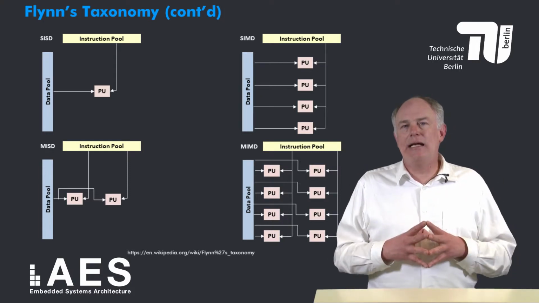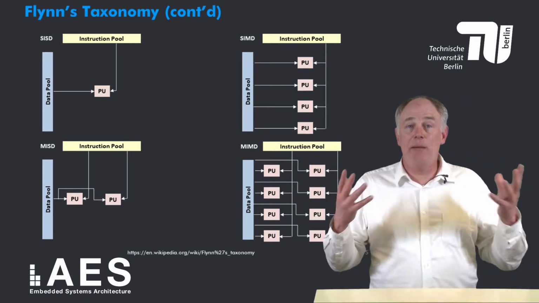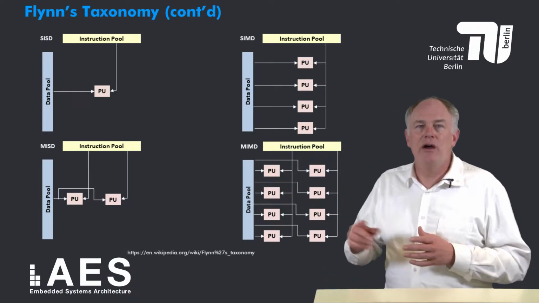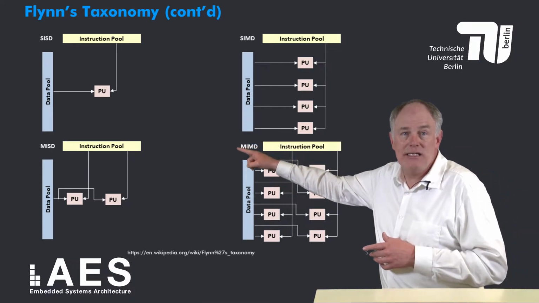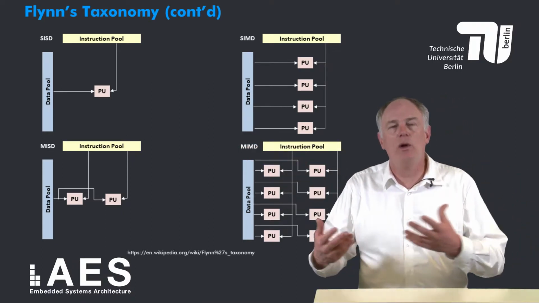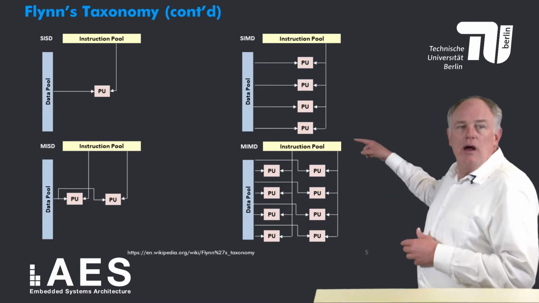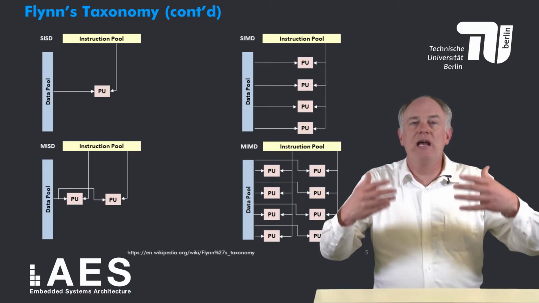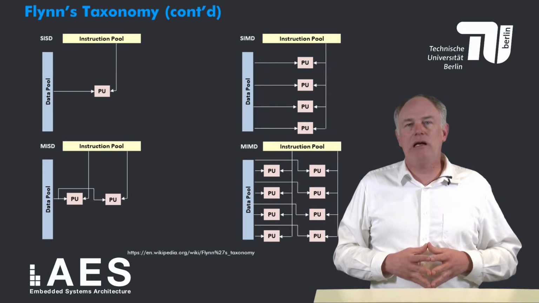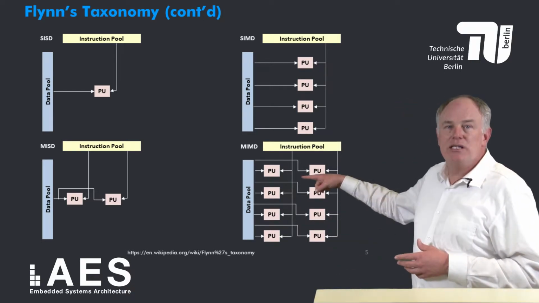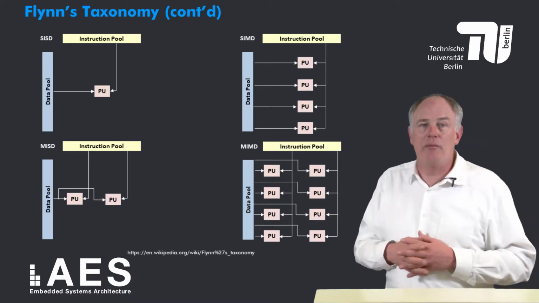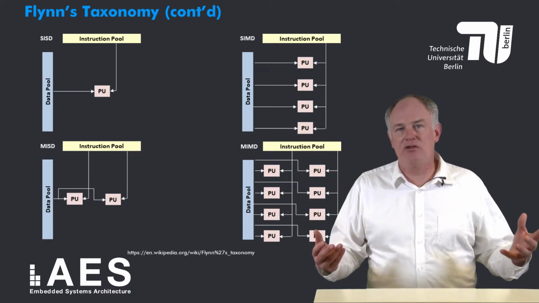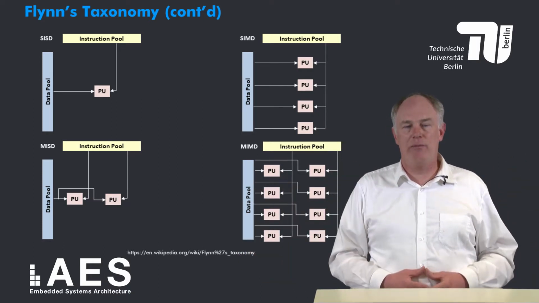To visualize these classes, this slide shows figures that can be found on Wikipedia. Very briefly, because I do not want to repeat myself, a SISD processor has a single instruction pool and a single data pool. An SIMD processor has a single instruction pool but performs a single instruction on multiple elements from the data pool. A MISD processor performs the same instruction on multiple elements from the data pool, and a MIMD processor simultaneously executes different instructions on multiple elements from the data pool.